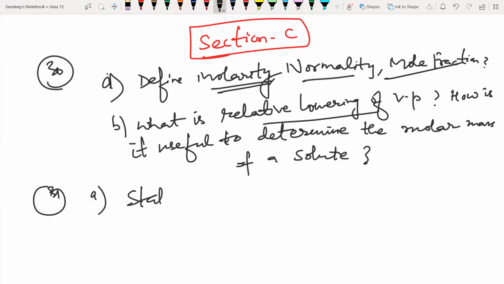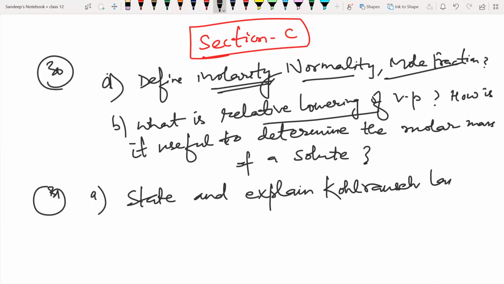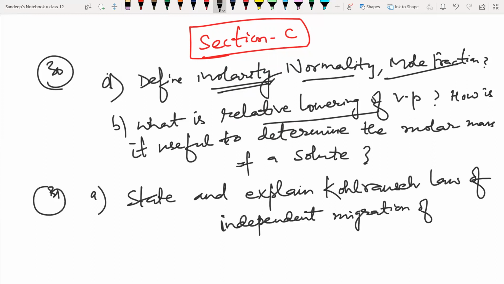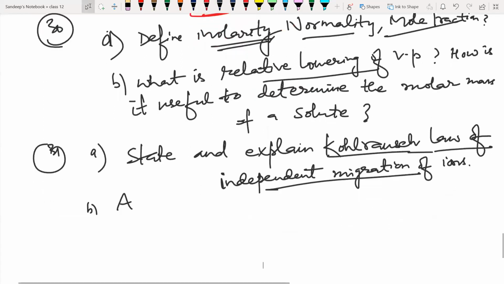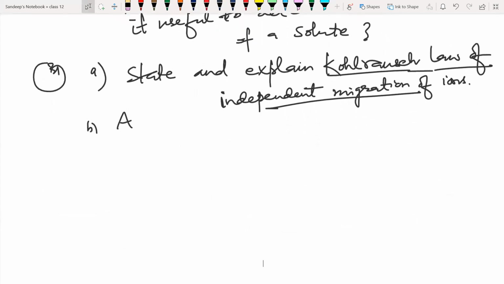State and explain Kohlrausch's law of independent migration of ions. Now, this is from electrochemistry chapter, Kohlrausch's law of independent migration of ions. The total molar conductivity or limiting molar conductivity is given by the sum of the molar conductivity of individual ions, cation and anion. The next question is based on Faraday's law, a numerical, a solution of copper sulfate.